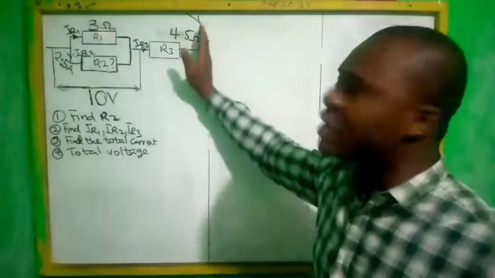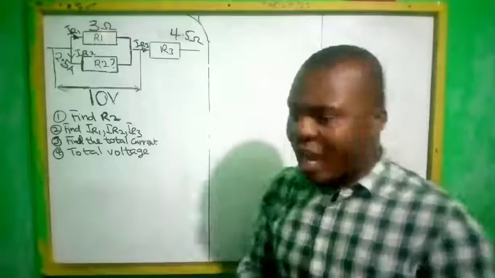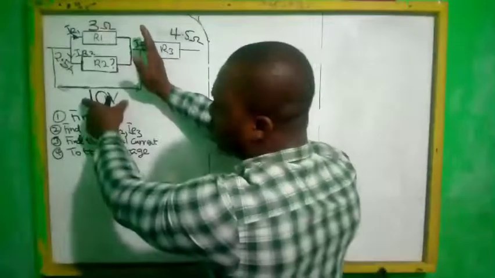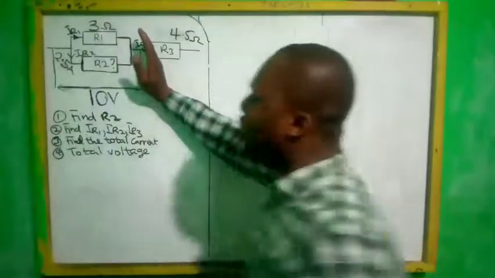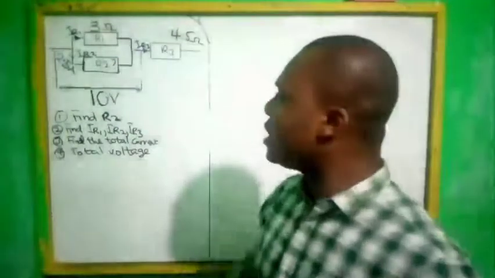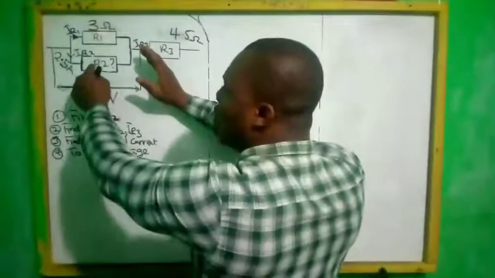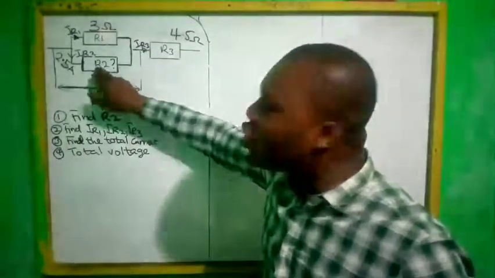But when it comes to series, then we say what? Voltage is shared. So what we do here is that we use this voltage divided by R1 and we'll get the current in R1. And we use the same voltage divided by R2 and we'll get the current in R2. But here we don't know R2.